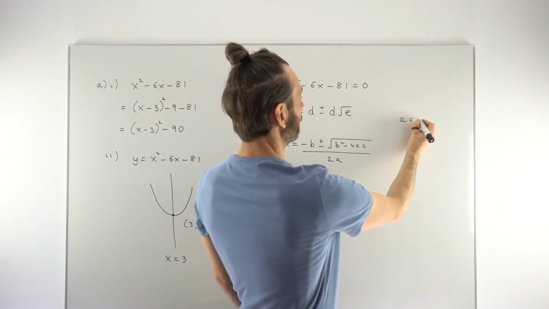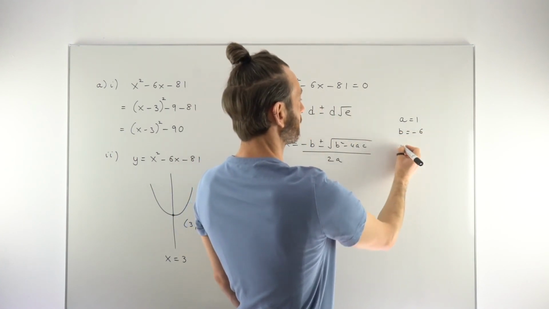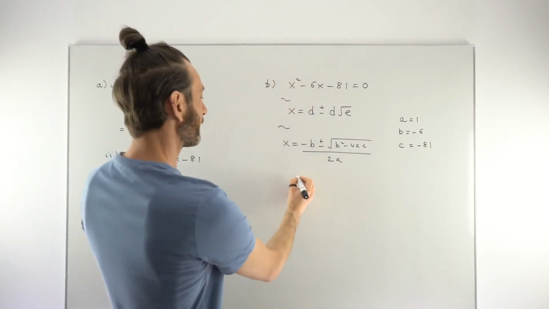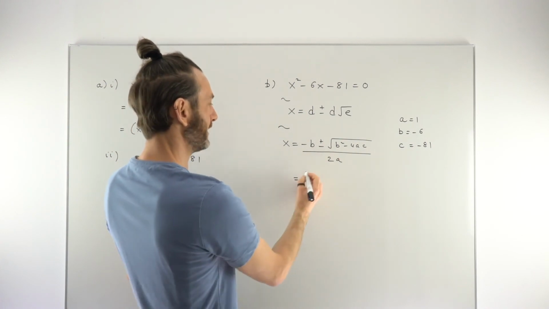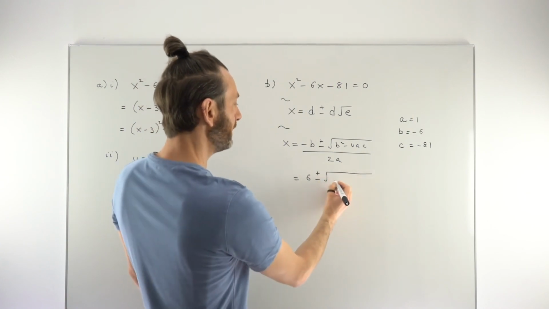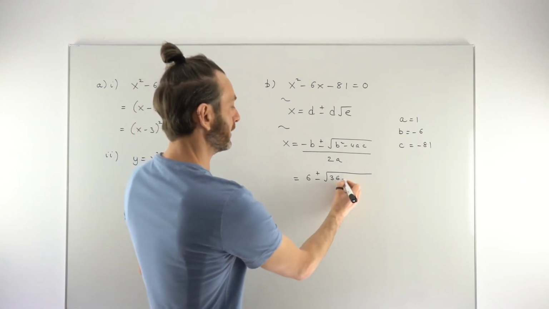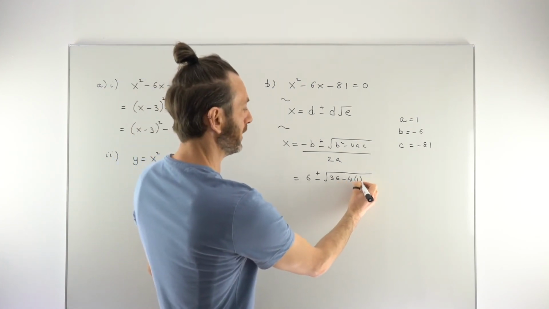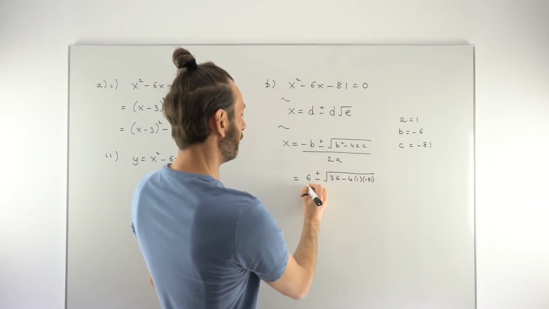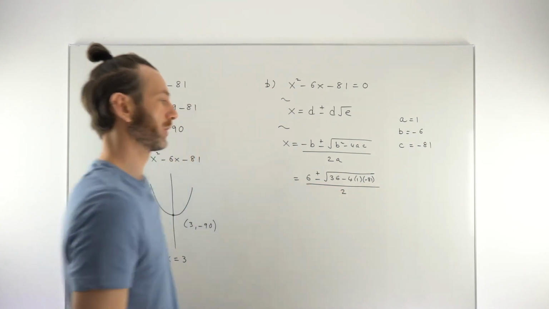So we're going to say that our a value here is 1, that's the coefficient of the x squared term, the b value is -6, and the c value is -81, and we're just going to plug those into our formula. So x is equal to minus b, so it's minus minus 6, which is positive 6, plus or minus the square root of b squared, so it's minus 6 all squared, which is 36, minus 4 times the a value, which is 1, times the c value, which is -81. So there's clearly going to be a little bit of numeracy in this question, and all of that is divided by 2 times a, 2 times 1, which is just 2.